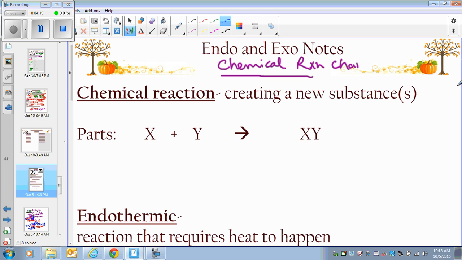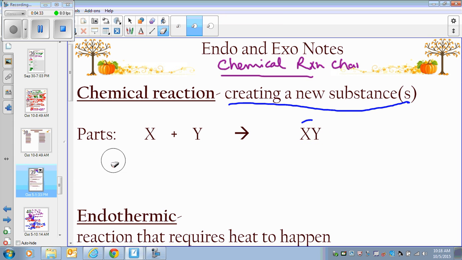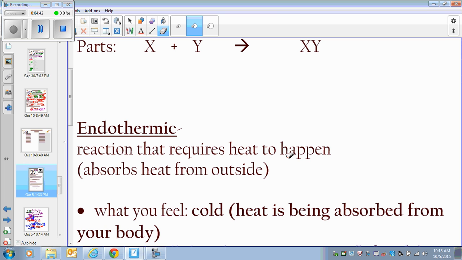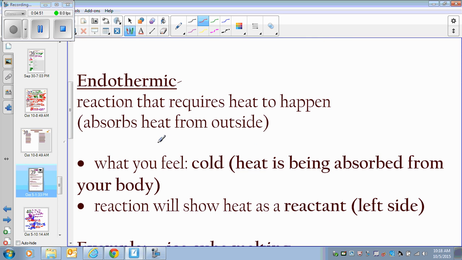So here you take the notes. A chemical reaction, you're creating a new substance. Okay, so instead of A and B, you have X and Y, you're adding it together. So when you do that, the heat goes in, okay, the heat goes in or heat goes out. So here is a chemical reaction. For endothermic, the reaction requires heat to happen. So it absorbs from the outside. And what is outside? Outside was the beaker in my example. So when you feel it, it will feel cold because the chemicals have absorbed all the heat.